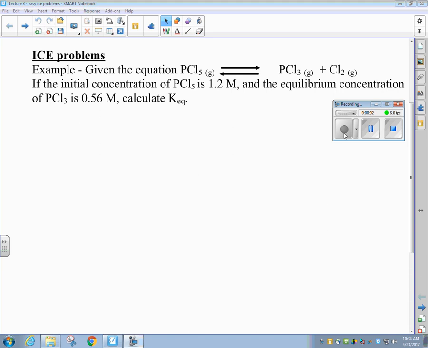Today's lecture will be on ice problems. We will explain what the principle behind an ice problem is and do an example ice problem. This is one of the shorter ice problems, is how we designate these in our class.